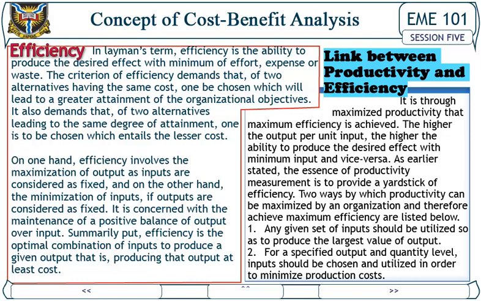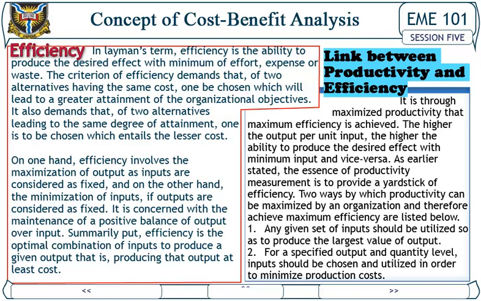Link between productivity and efficiency. It is through maximized productivity that maximum efficiency is achieved. The higher the output per unit input, the higher the ability to produce the desired effect with minimum input, and vice versa. As earlier stated, the essence of productivity measurement is to provide a yardstick of efficiency.